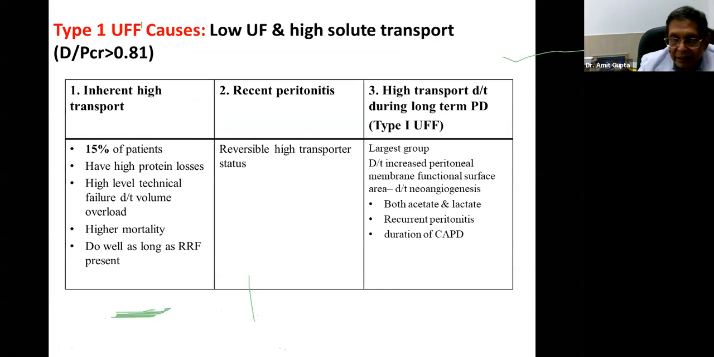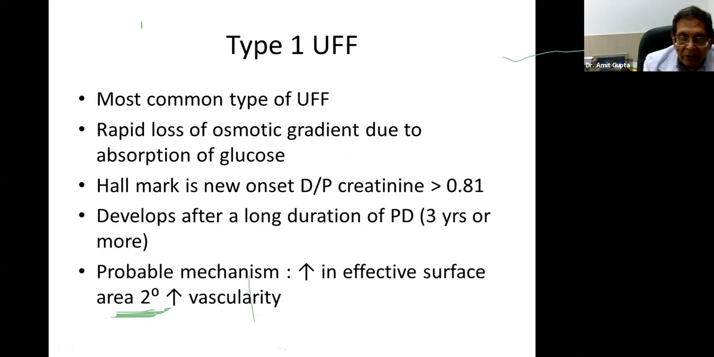Somebody mentioned there are two types and someone else said there are four types. Actually, there are four types of ultrafiltration failure. Type one is when you have low ultrafiltration with high solute transport, that is D by P creatinine more than 0.8. This can occur because of an increased peritoneal membrane functional surface being available, which may occur because of neoangiogenesis, recurrent peritonitis, because the patient has been on long-term peritoneal dialysis. These patients are prone to higher mortality and do not do very well in the long run.